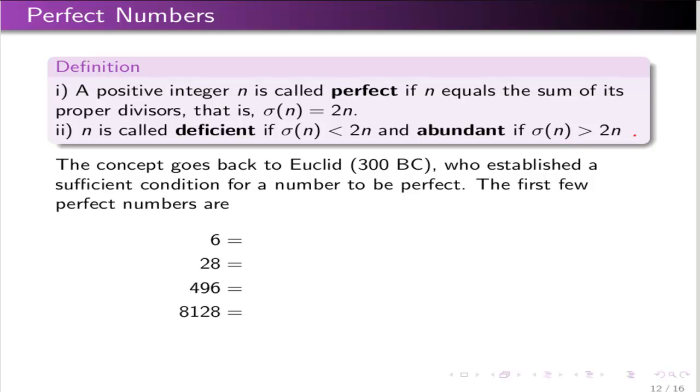So the first few perfect numbers are 6. 6 is 1 plus 2 plus 3. And 28, that's 1 plus 2 plus 4 plus 7 plus 14, right? I'm just summing the proper divisors. 496, let's not even try to write down. But what I do want to do is look at the factorization of these numbers. So how does 6 factor? It's 2 times 3. And then 28 is 2 squared times 7.